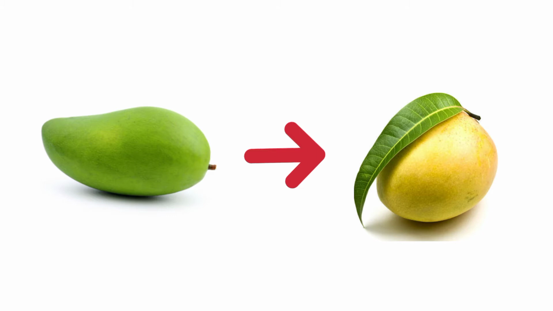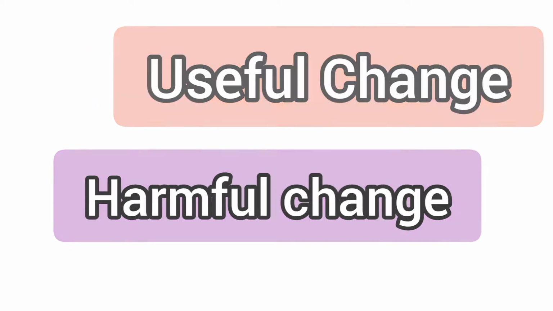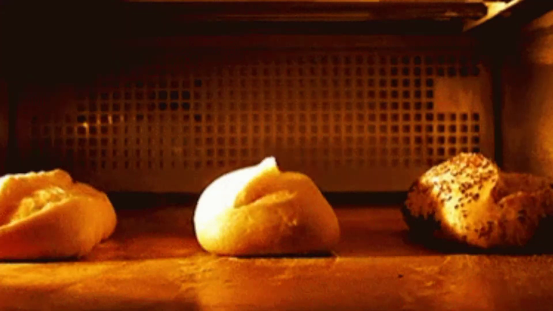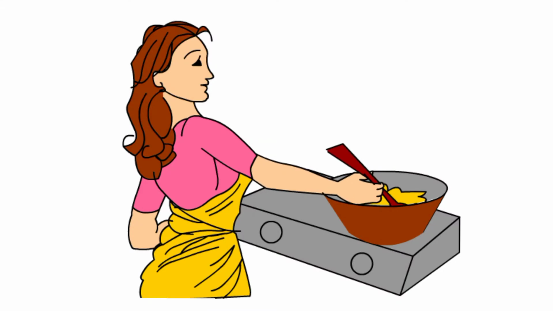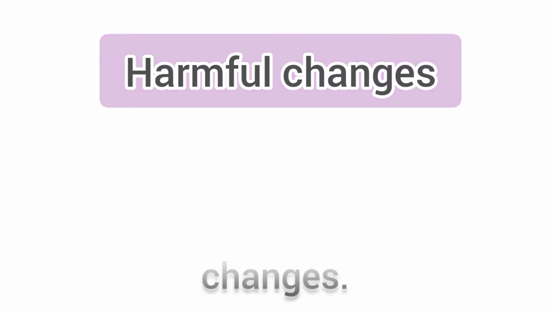Children, this is one way of classifying changes. There are many ways of classifying changes. First one is useful change and another one is harmful change. Children, many changes such as sharpening a pencil, baking bread, cooking food are useful to us and therefore called as useful changes. The changes that are not useful or changes that do us harm are called as harmful changes.